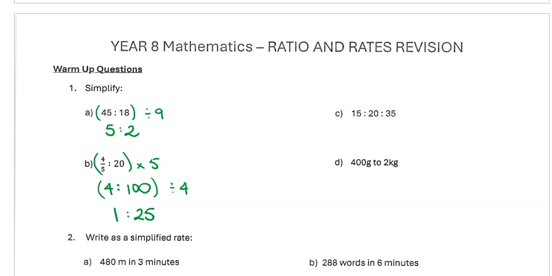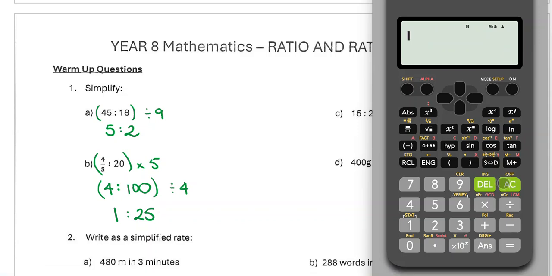If you're wanting to do that one on the calculator, this can also be done, but you would use the divide sign for the ratio symbol. So you go 4 over 5 and then divided by 20 and press equals, and remember to write that as a ratio 1 to 25.